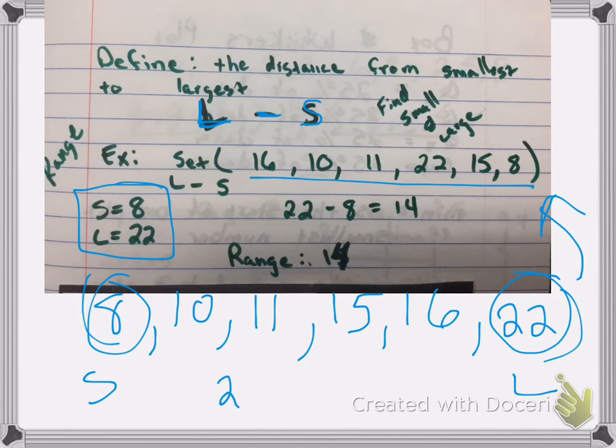So you would take 22 and subtract 8 from it to get your range of 14. So your range for this set of data is 14.